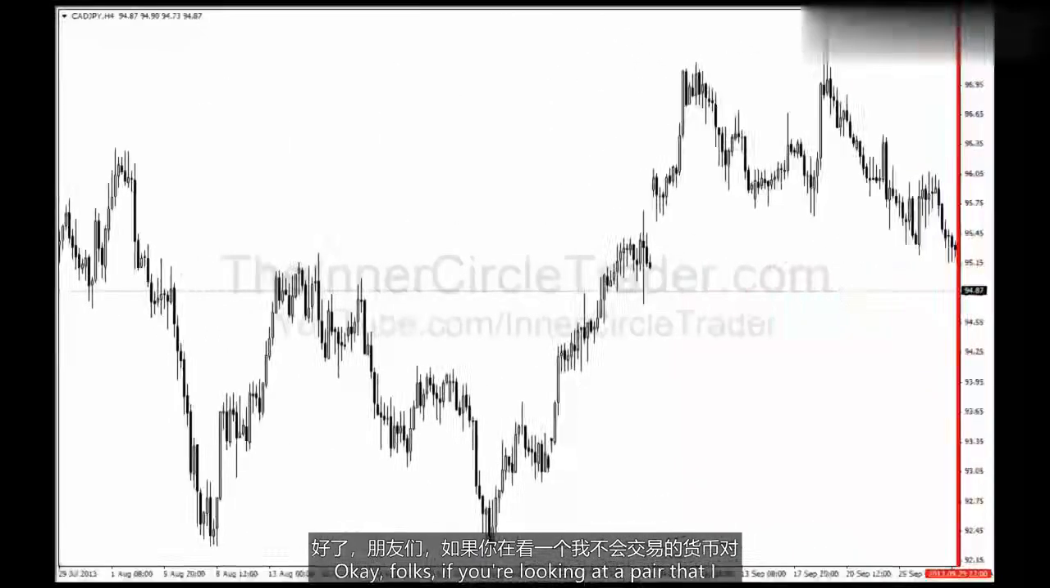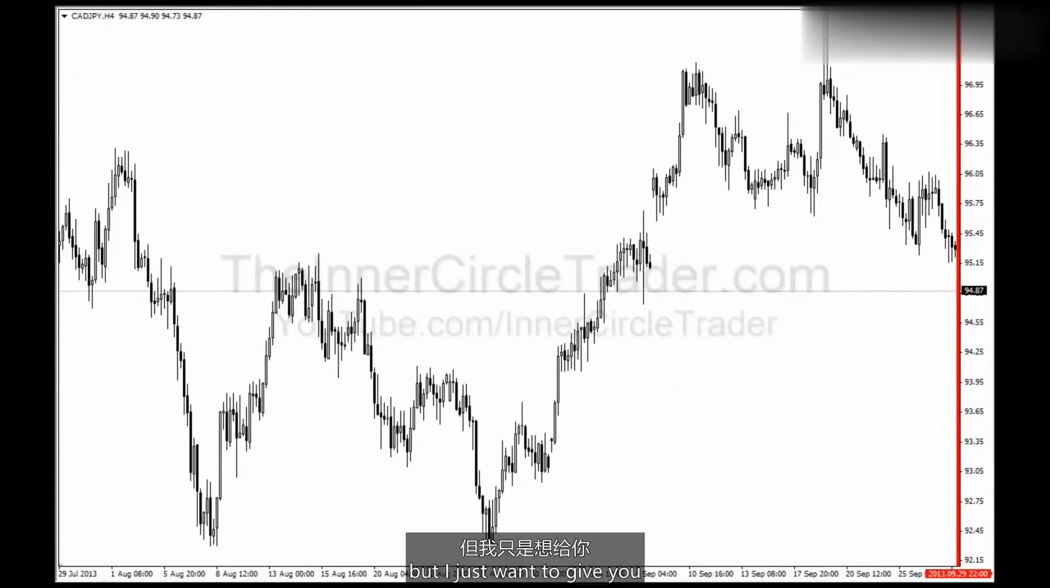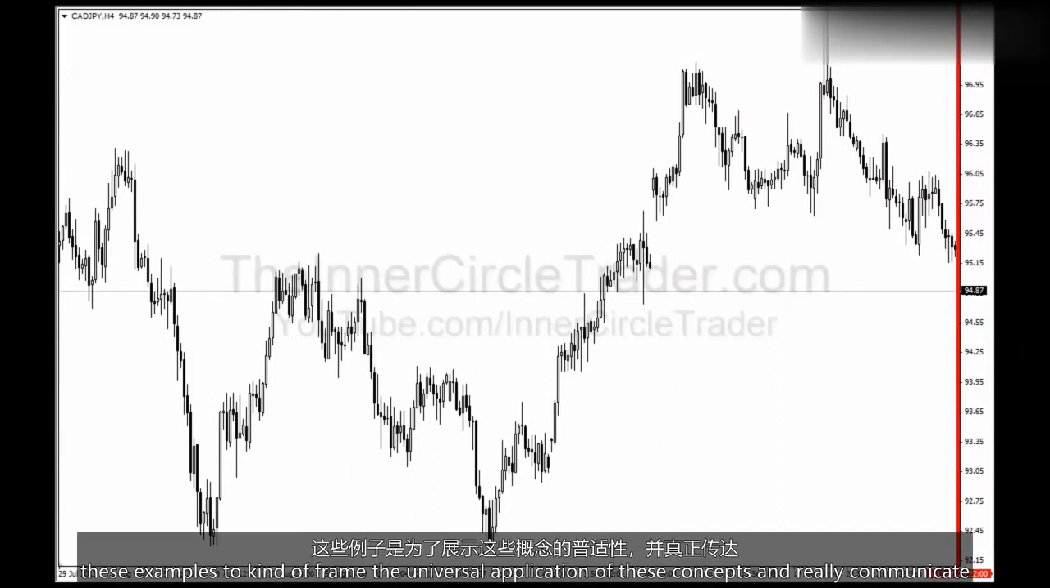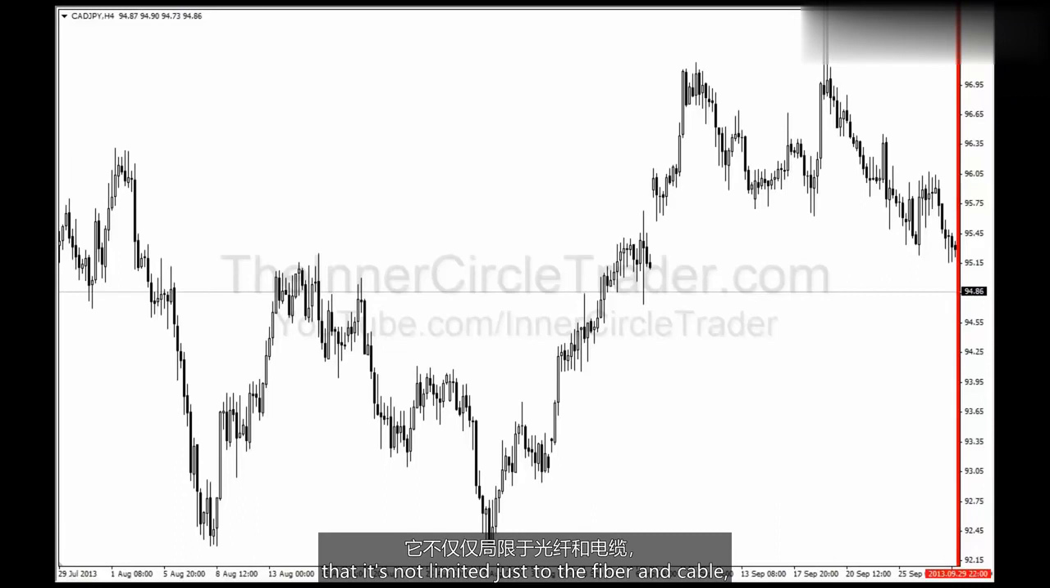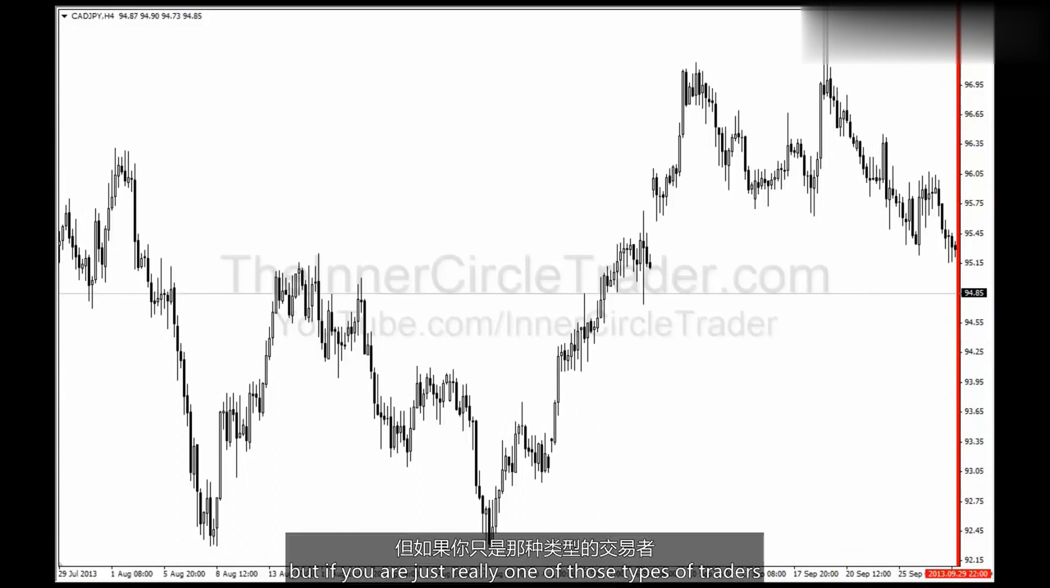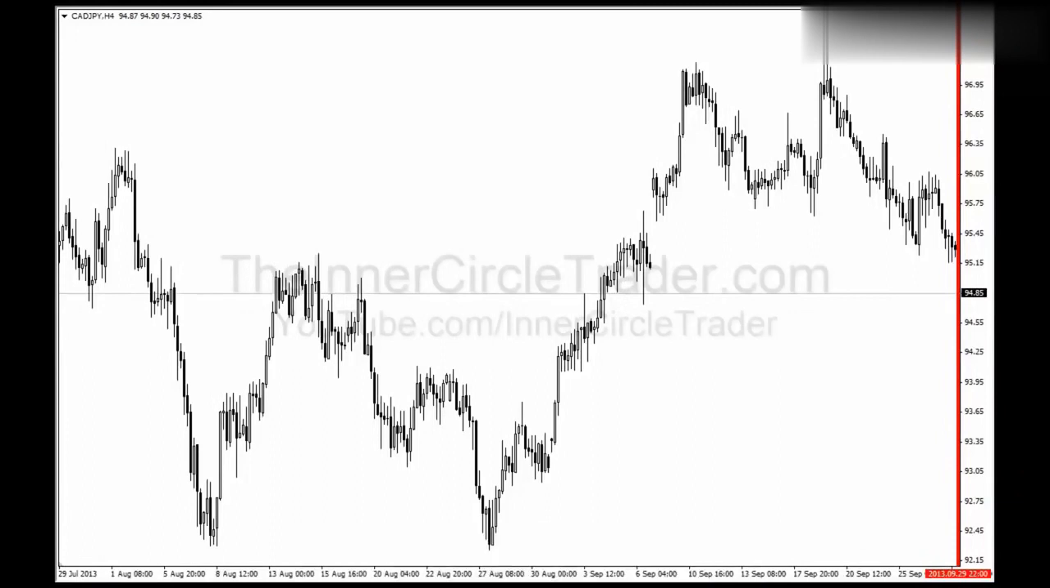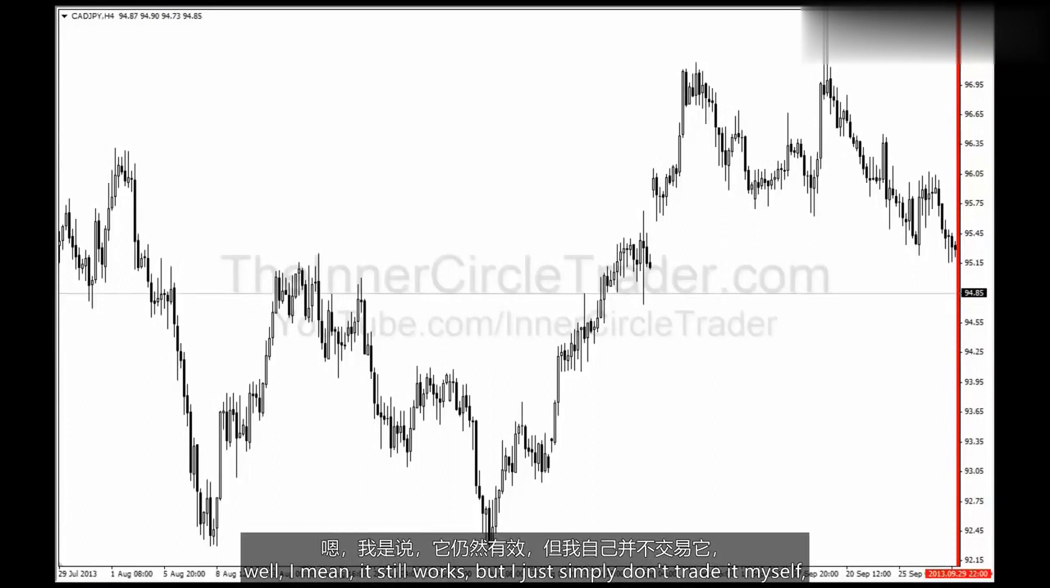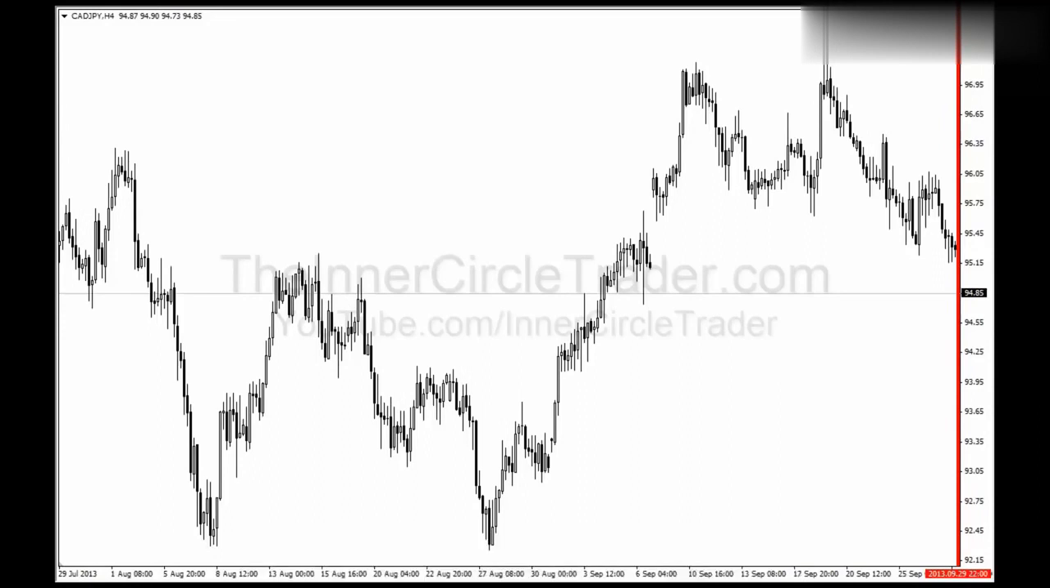Okay, folks, we're looking at a pair that I never trade, but I just want to give you these examples to kind of frame the universal application of these concepts and really communicate that it's not limited just to the fiber and cable, which is predominantly my pet pairs in the Forex market. I like to stay within the majors, but if you are just really one of those types of traders where you just have to be trading these exotic pairs, well, it still works, but I just simply don't trade it myself. Okay, so we're going to look at this example.